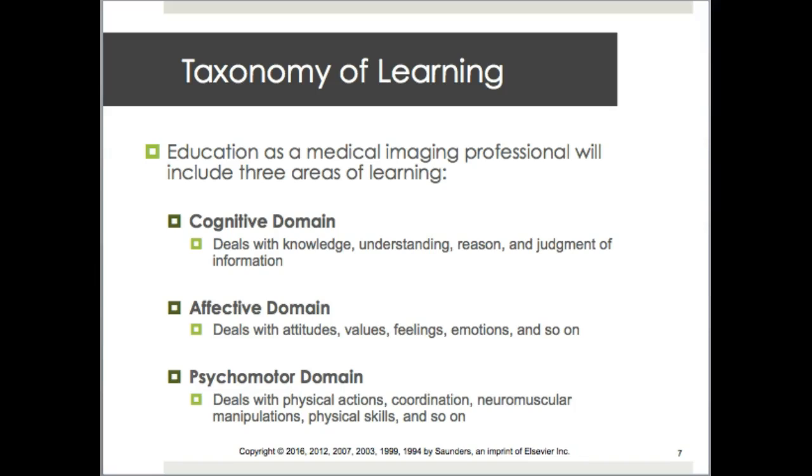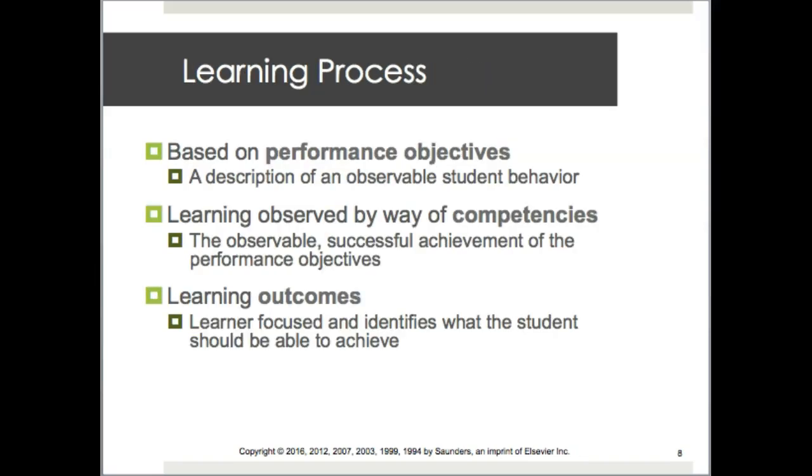And all of our assessments do have these components to them, although we don't call it out as cognitive, we don't call it out as affective, and we don't call it out as your psychomotor. So if you look at all your evaluation forms, we have all of this integrated in. So your learning process is based on performance objectives, which is a description of observable student behavior. And we look at your competencies, so the observable successful achievement of the performance objectives. And then your outcomes, so what the learner focuses on, identifies, and what the student should be able to achieve.